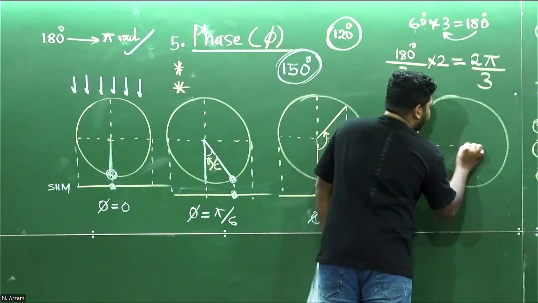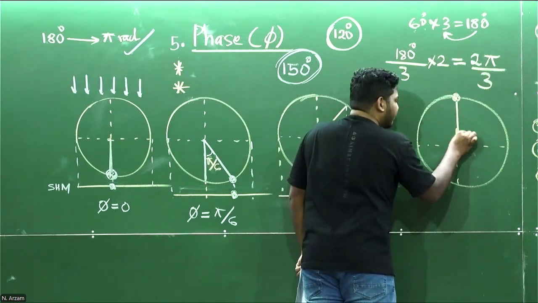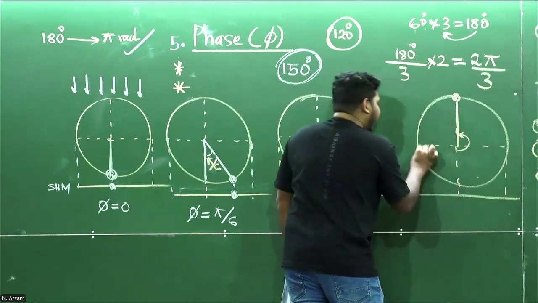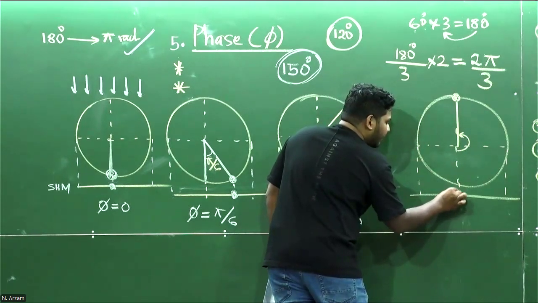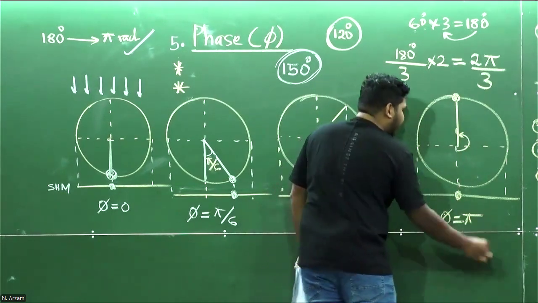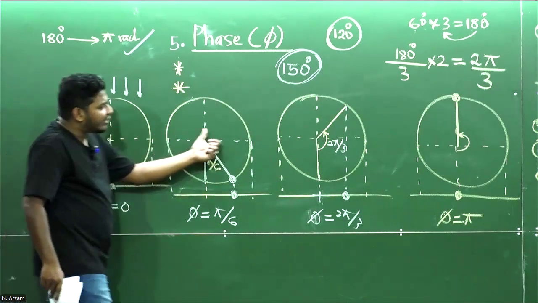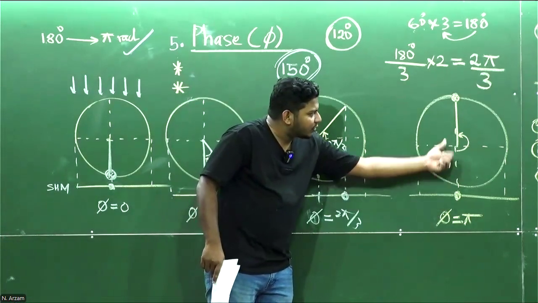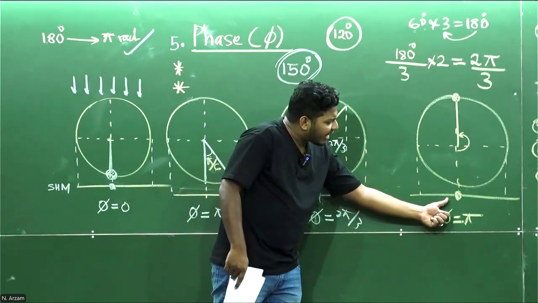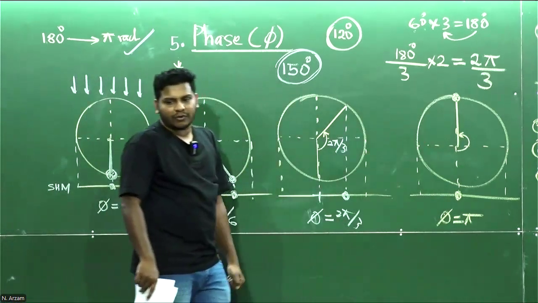Look at this one. When the object is now here, where the SHM particle is now here, look at this angle. This is phi. The phase is equal to phi now. This is how we calculate the phase with respect to the circle, the rotation. Can you tell me the difference between the first one and the fourth one?